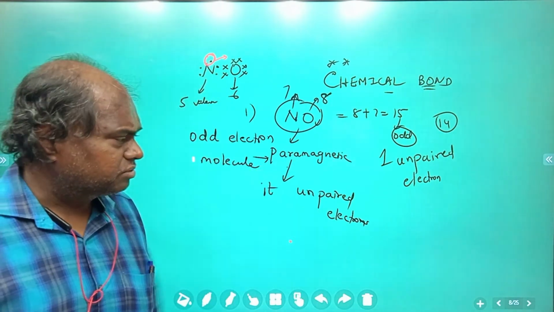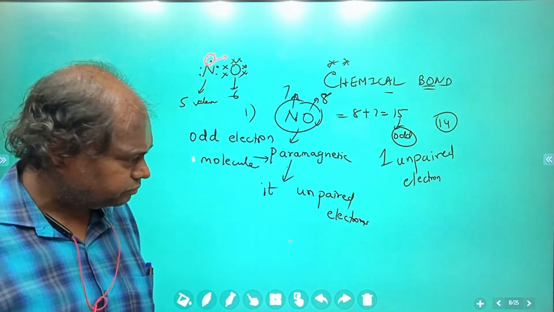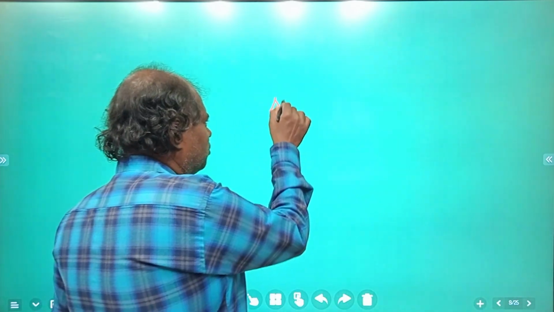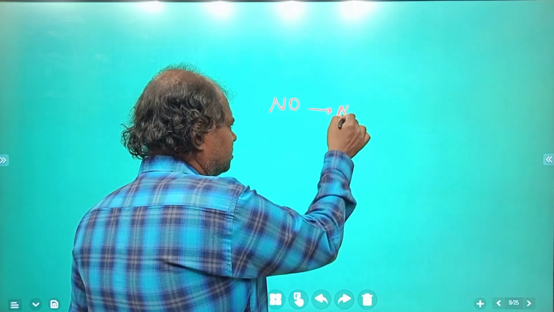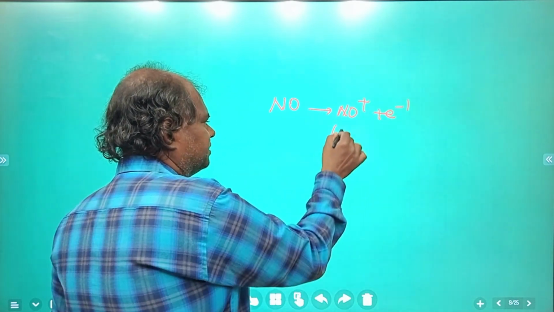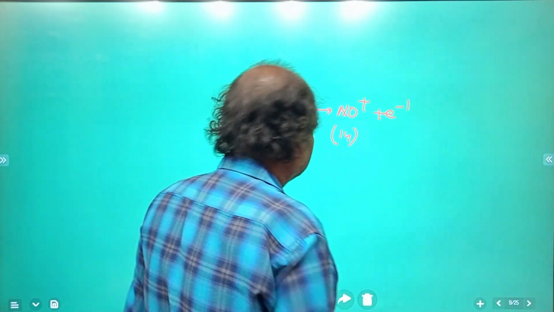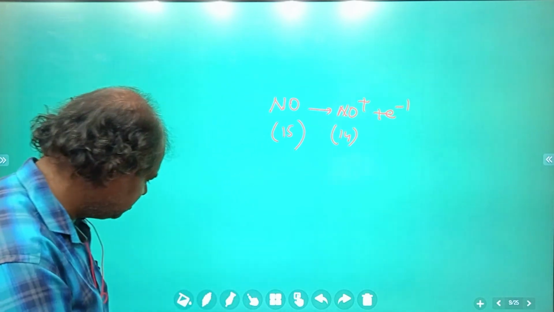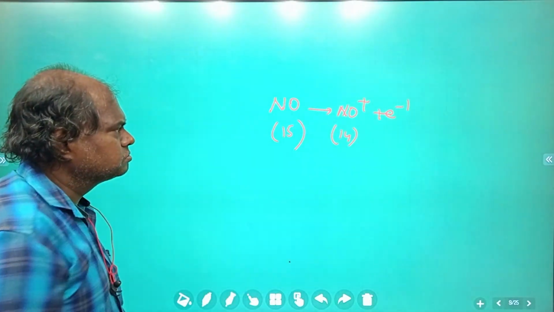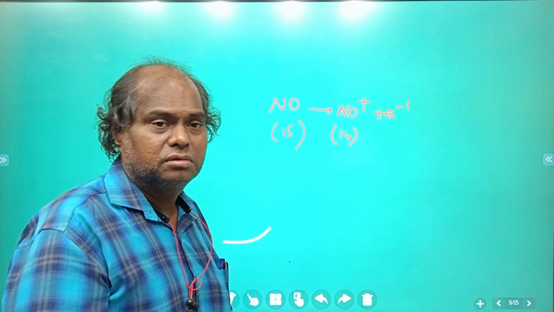The next question they will ask you is, will it lose that electron? Yes, it will lose it, because from odd it will become even. It will become paired up. So NO, if it loses one electron, it will get the number 14. Originally it had 15, right? It will lose that electron because it will become more stable.